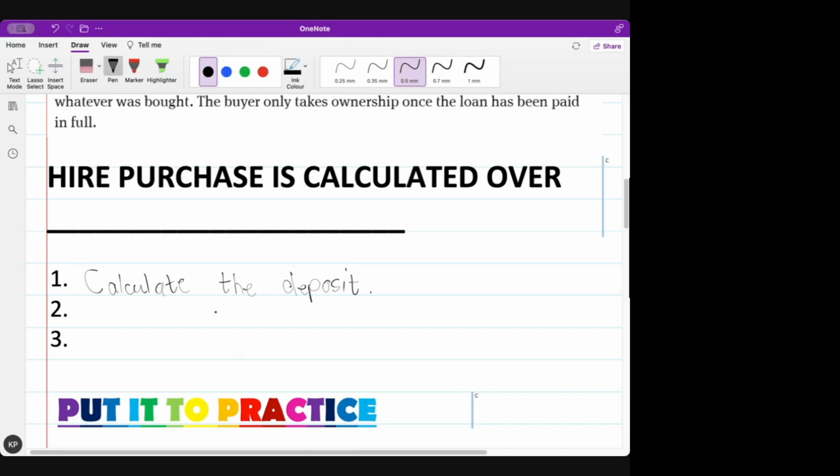So step one, calculate the deposit. Once you have your deposit in rands, you subtract the deposit from the principal amount.